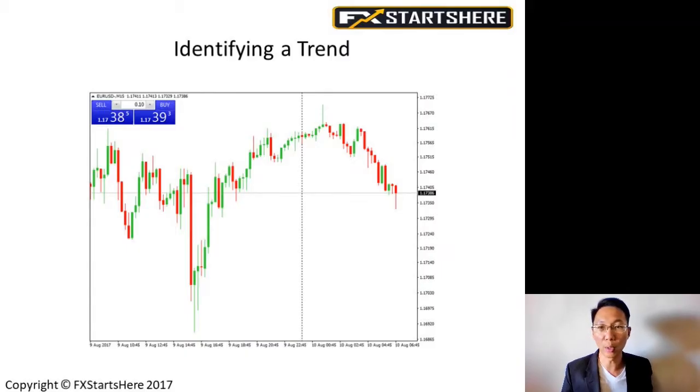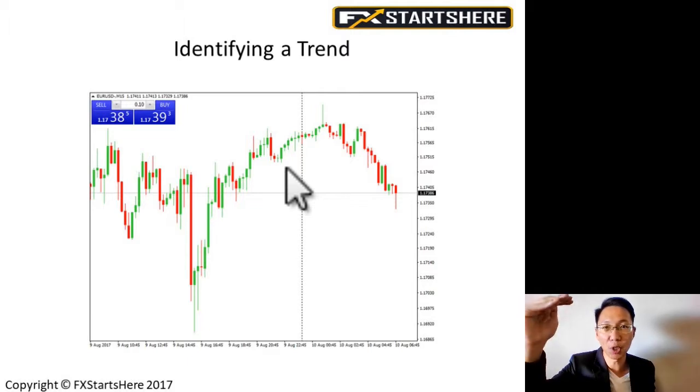When we look at the chart, I want you guys to look at this chart over here, and think to yourself, the first answer that comes to your mind when you see this chart, is it an uptrend or a downtrend? The first answer that comes into your head, that's the correct answer.